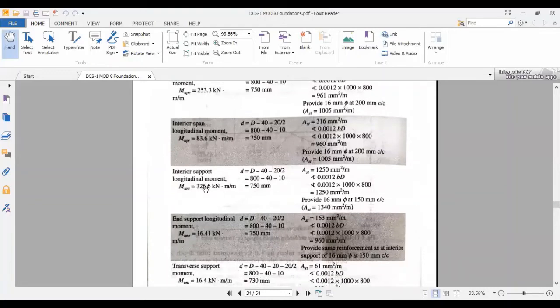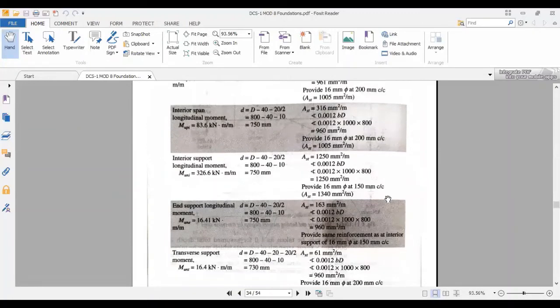Then next is interior support longitudinal moment, and it is given by 326.6 kilonewton meter per meter, and in this case the value of effective depth would be 750 mm, and area of steel would be 1250 mm square per meter. So for this we'll provide 16 mm dia bars spaced at 150 mm center to center. So the actual area provided would be 1340 mm square per meter.